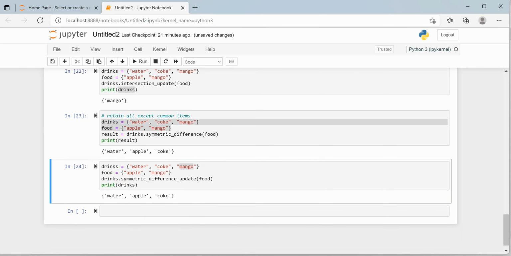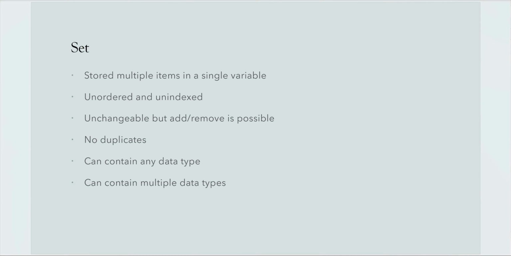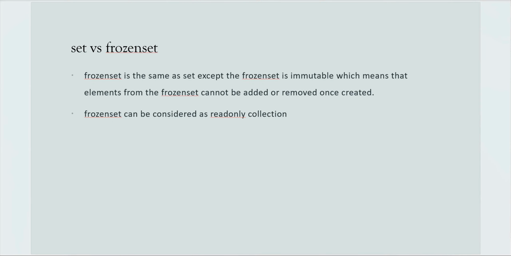Now one more thing I need to show you is, what about Frozenset? Set and Frozenset are two data types, and Frozenset is the same as a set, except that the Frozenset is immutable, which means the elements once added cannot be removed. So I would say it's like a read-only collection. Whatever is added in the first shot, it will be there. You cannot go ahead and change it again.